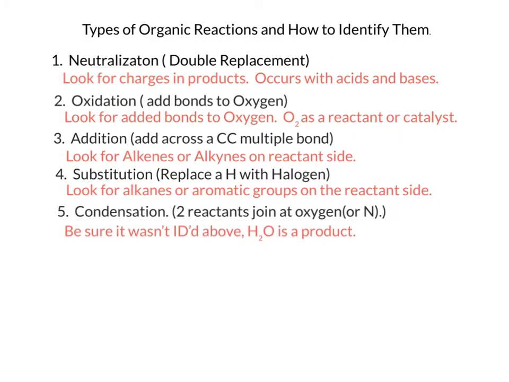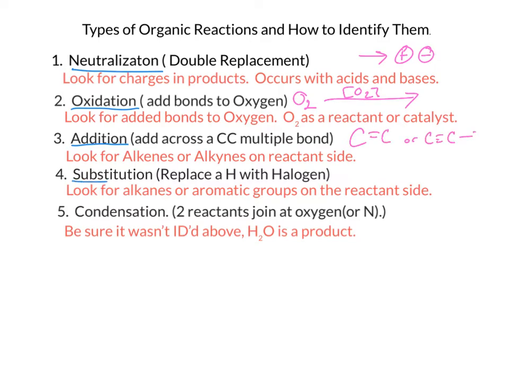We've now done the first 5 reaction types. We've done neutralization, where we look for the charges on the product side. Oxidation, where we look for oxygen on the reactant side or above the arrow. Addition reactions, where we look for carbon-carbon double bonds or triple bonds on the reactant side of the reaction. Substitution reactions, where we look for alkanes or aromatic compounds on the reactant side of the equation. And condensation reactions, where we look for water on the product side after we've ensured that it has not been in one of the previous reactions.